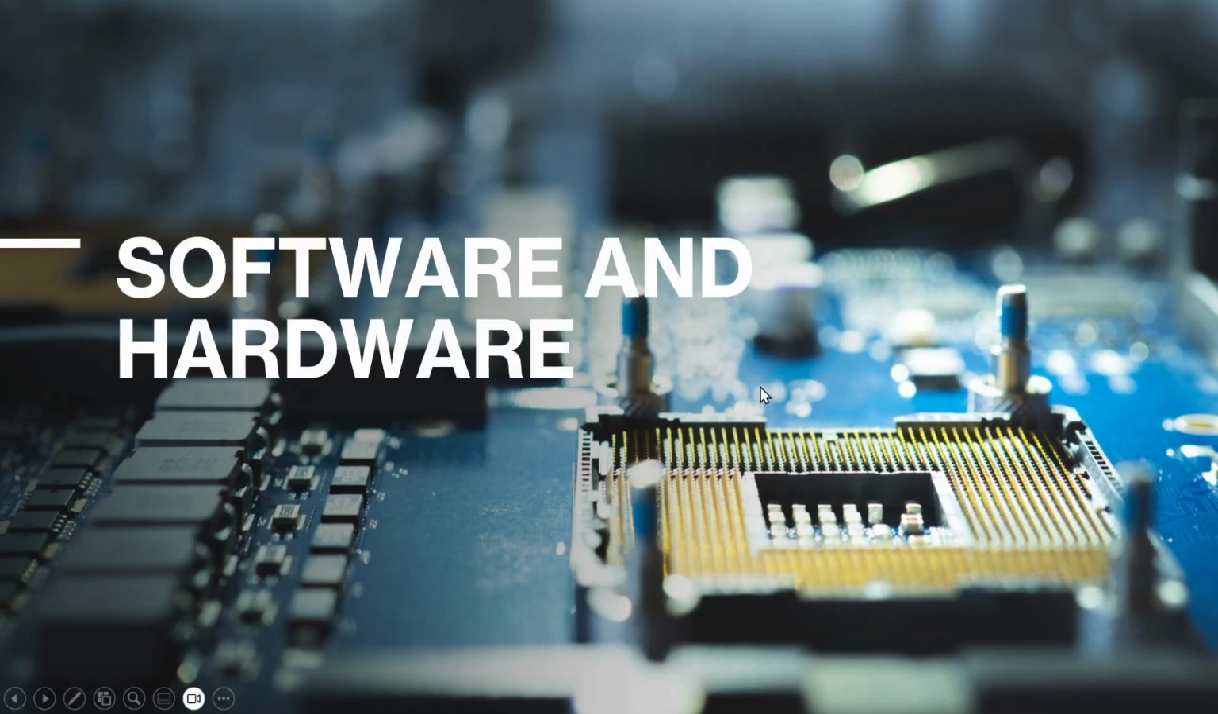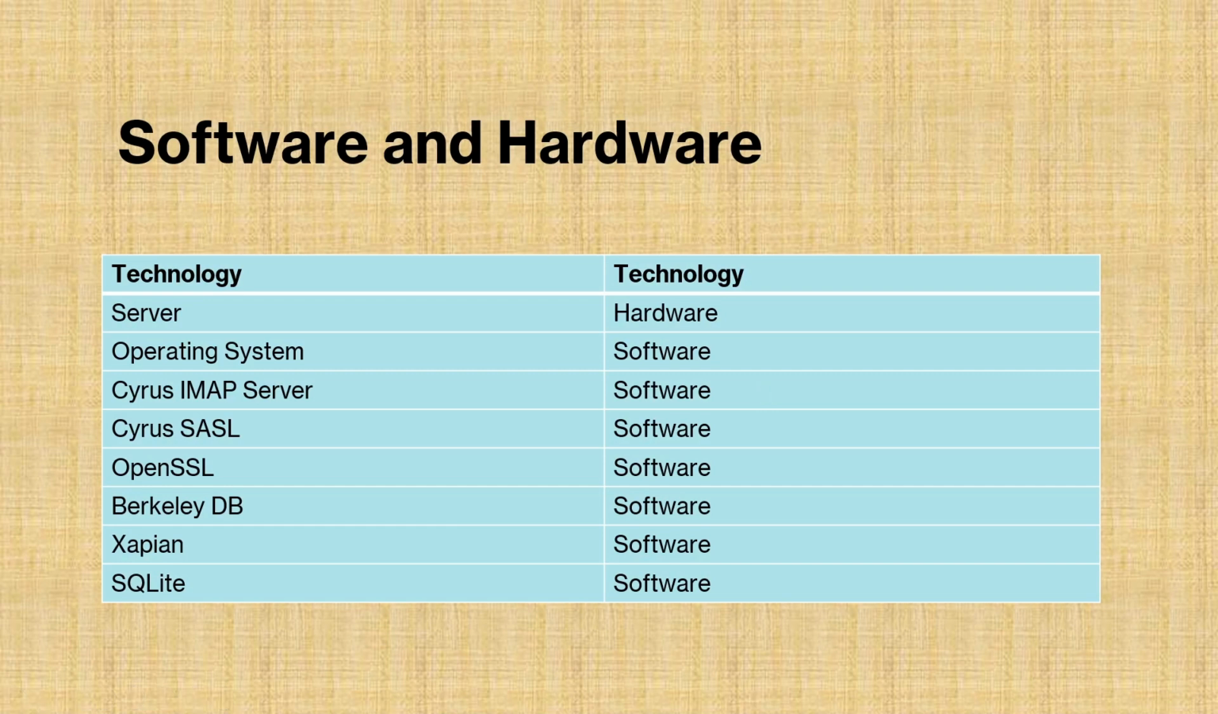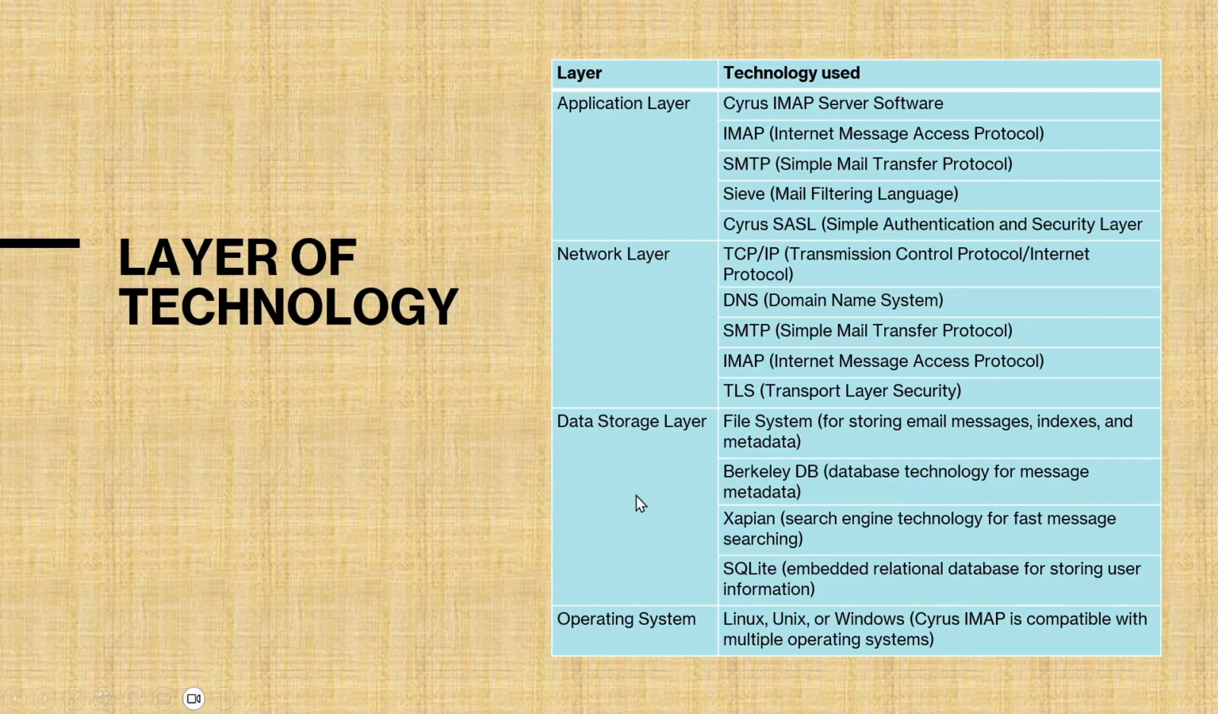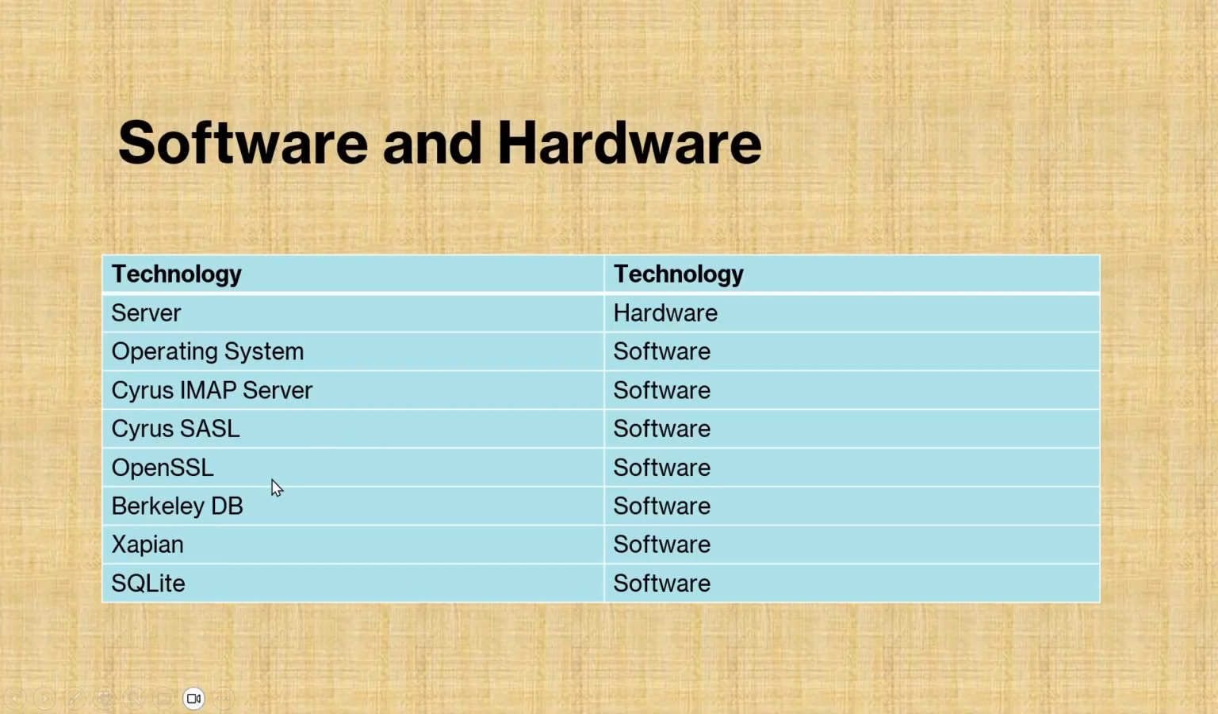Next, software and hardware. What we need in software and hardware to have Cyrus IMAP: we need a server, which is hardware, an operating system, Cyrus IMAP server, Cyrus SASL, OpenSSL, Berkeley DB, Xapian or SQLite. As I mentioned, these are the data storage technologies, and we can use any of these, which are all software.